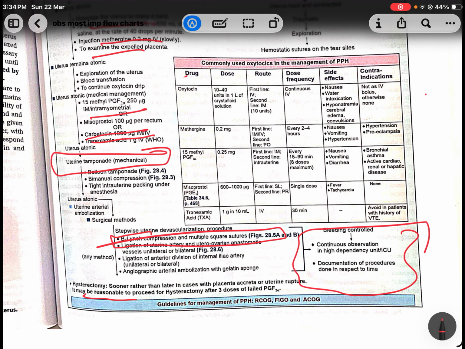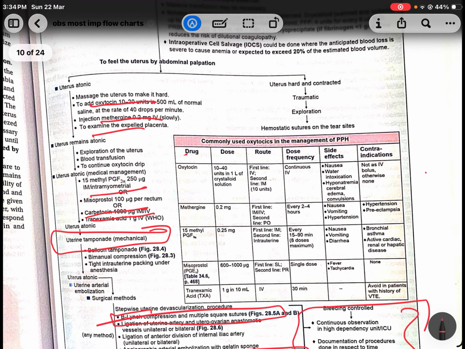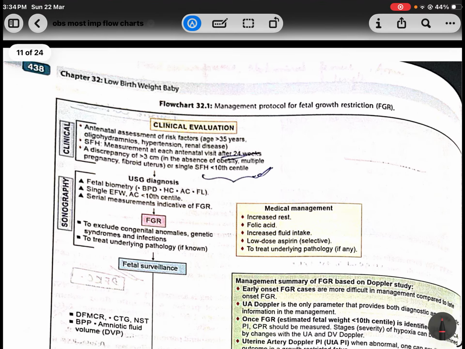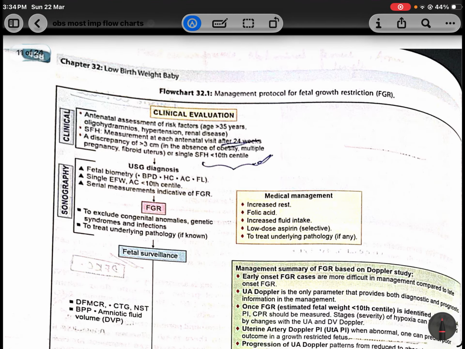Then again, this is the last part. So you know the general gist of it. Now you study about the drugs, then you study about how to go about balloon tamponade or manual compression, so that you know how to go about it further on also. And again, this FGR is one more important topic which you need to study under the neonatology section.